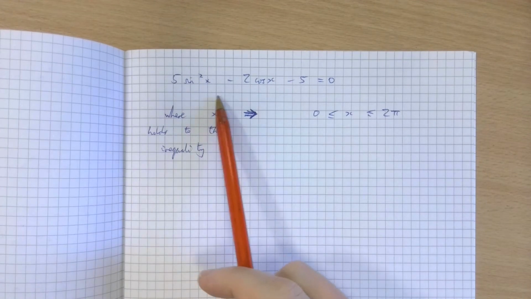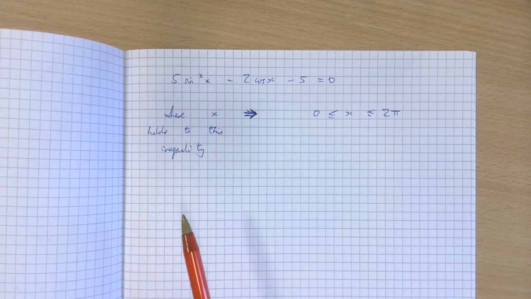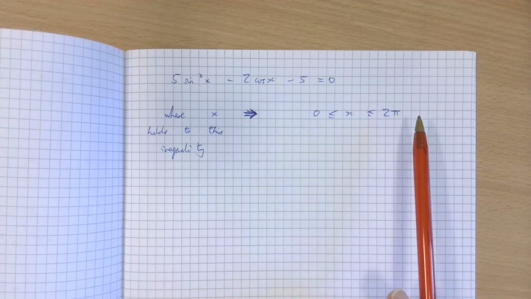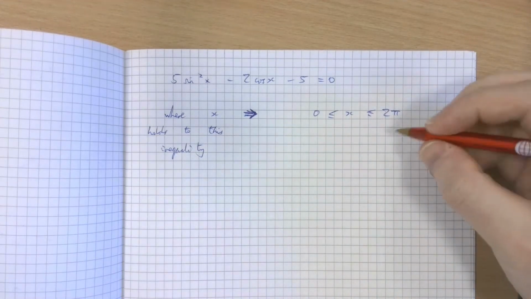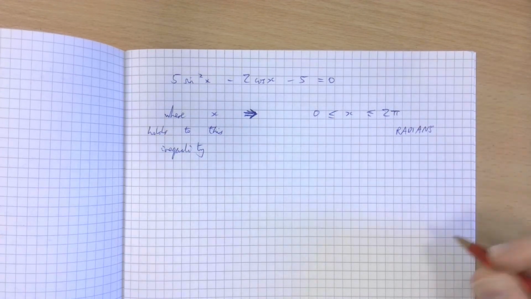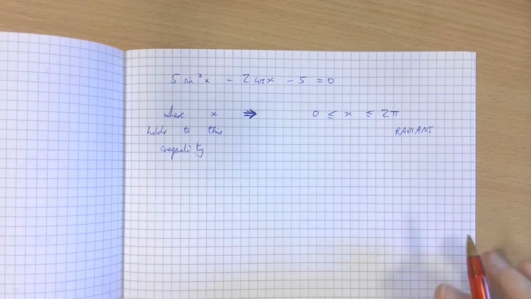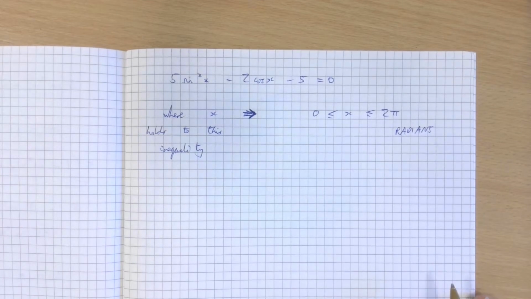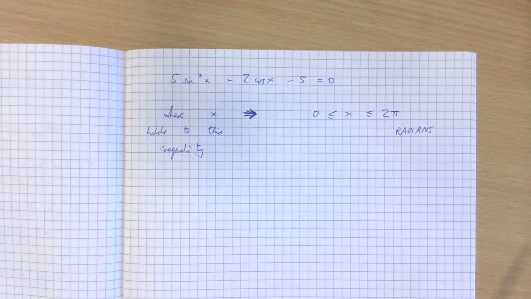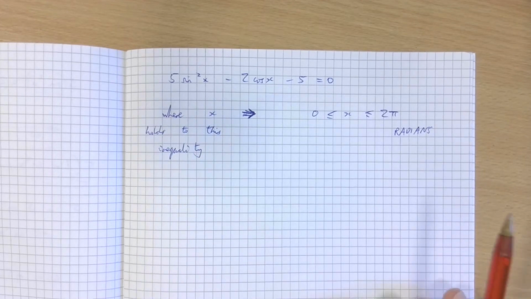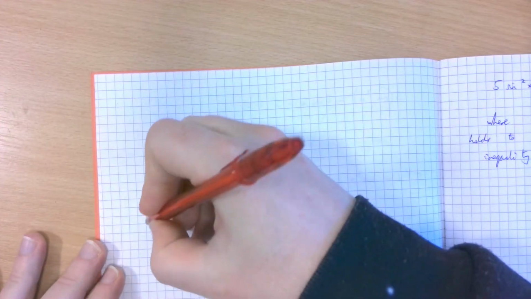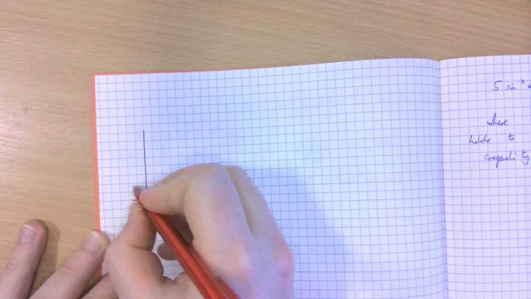First of all, let's take a look. The equation is 5 sine squared x minus 2 cos x minus 5 equals 0, where x has to lie between 0 and 2 pi radians, this should say. Radians. So make sure your calculator's set to radians. Make sure that you're up to speed with quadratic solving and with the trigonometric identities, because both are required for this question.